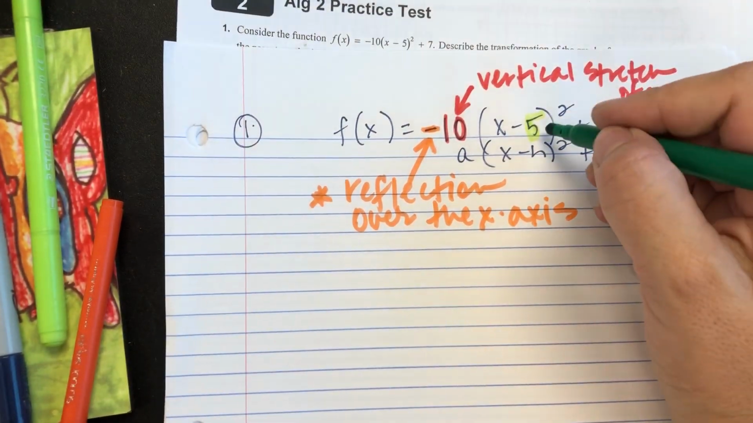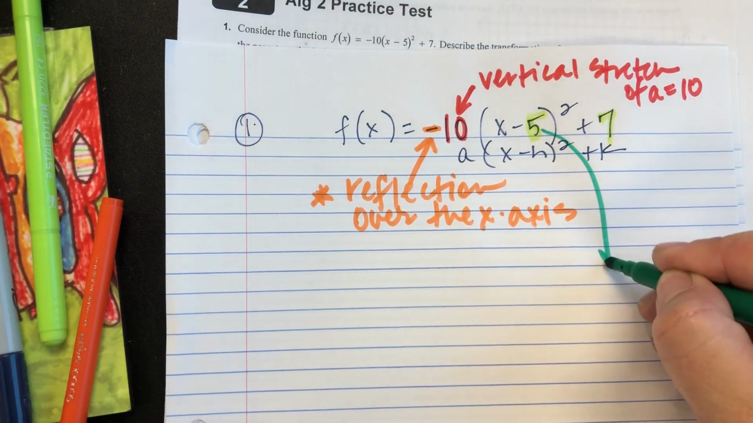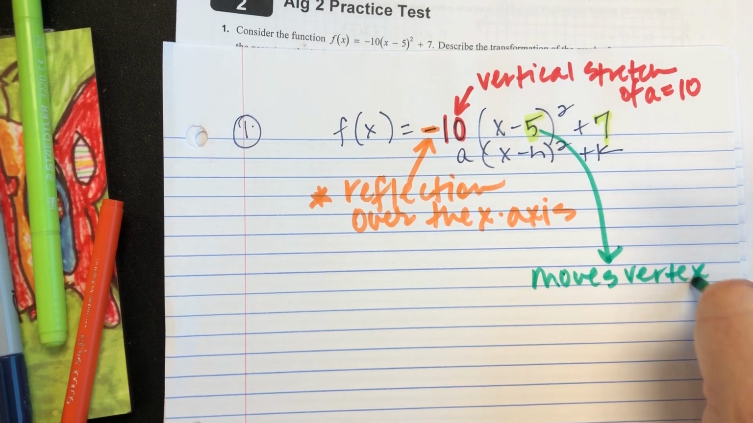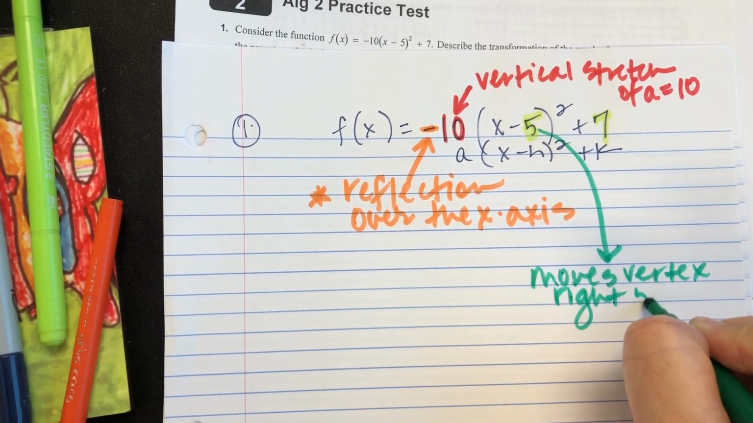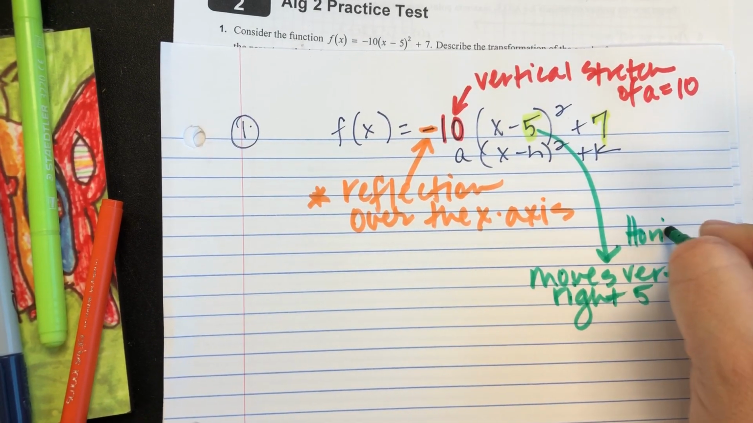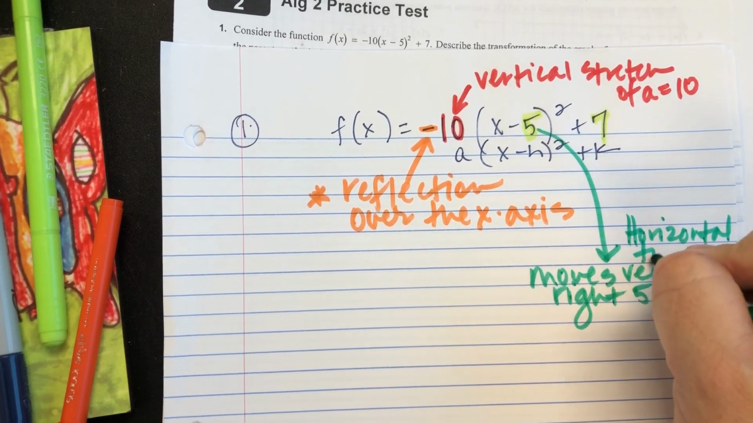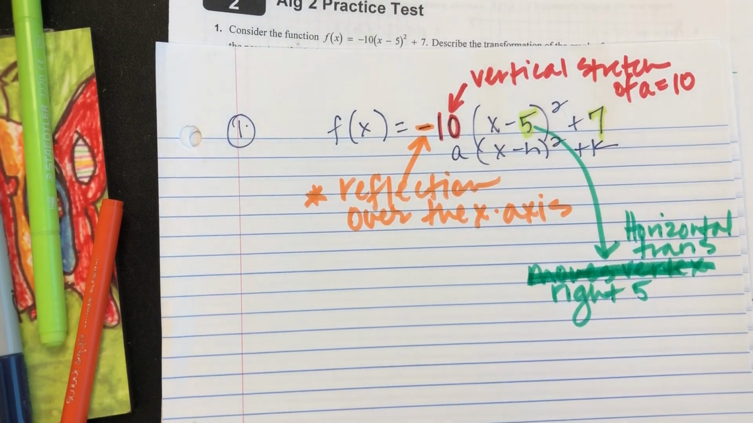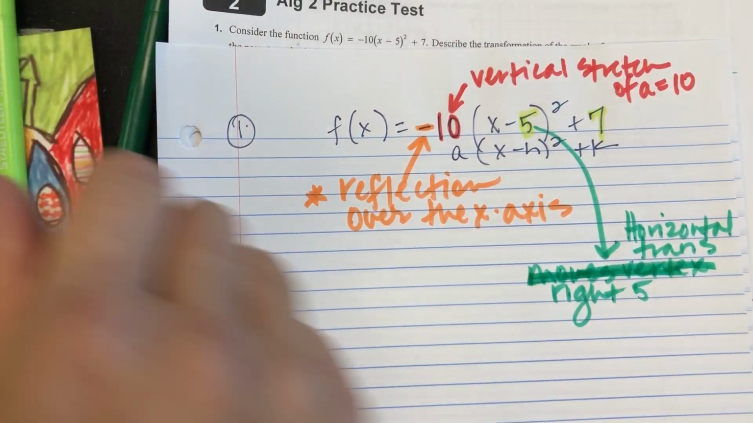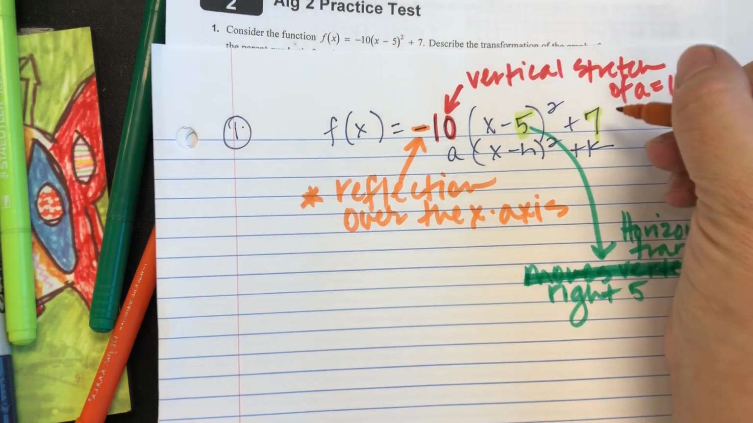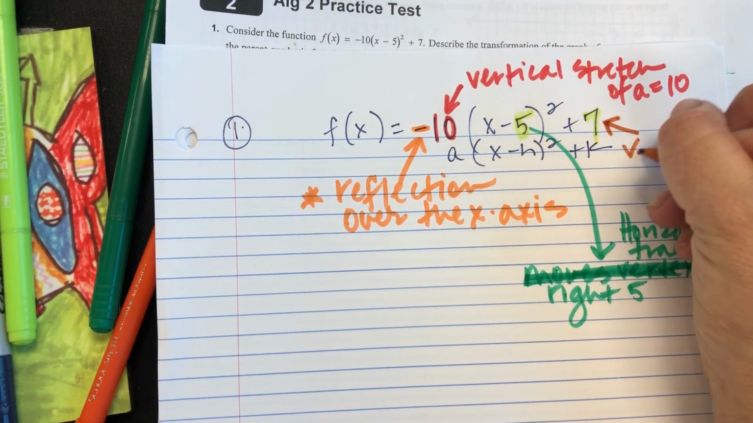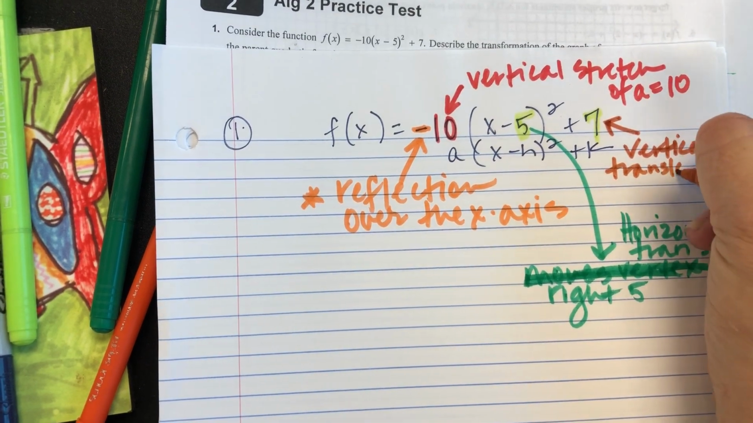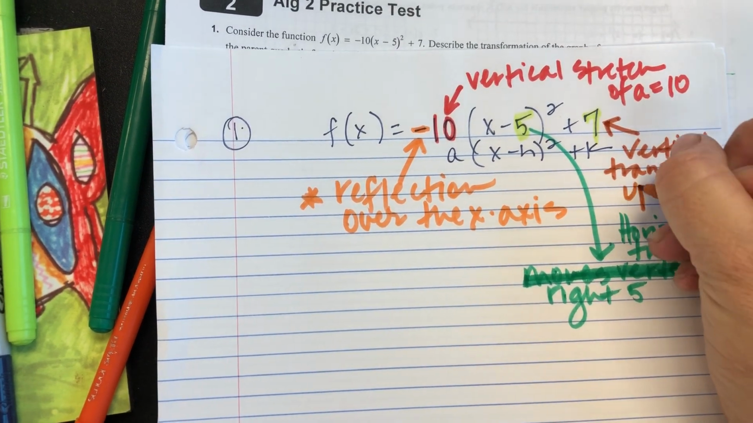The x minus 5 inside moves the vertex to the right 5. Oh, shoot. Horizontal translation, I should have said. Horizontal translation, right 5. Then the plus 7 at the end is a vertical translation and takes the parabola up. Vertical translation up 7.